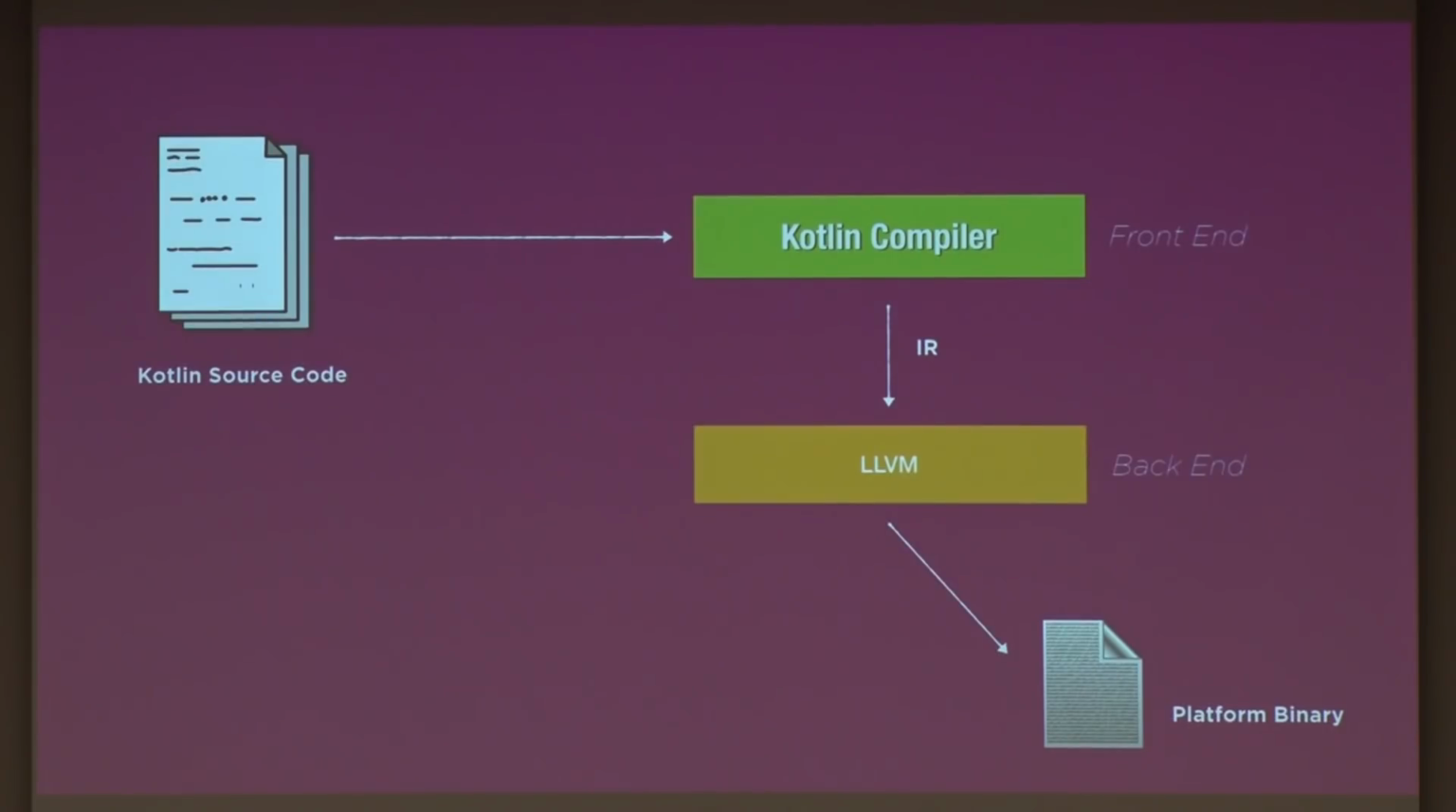The way it works, if you're not familiar with how compilers work, you have a front end, which is what we have, which shares the code base across the different targets of Kotlin, and then we have backend. In this case, we're using LLVM, which despite its name is not a virtual machine. And anything that LLVM can target, we can now target with Kotlin Native.